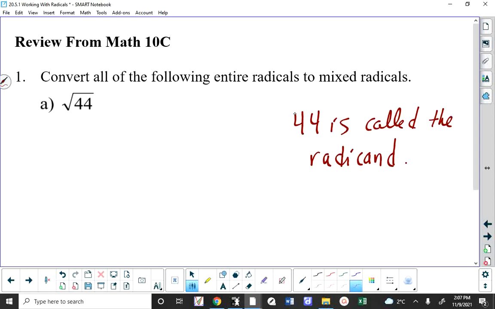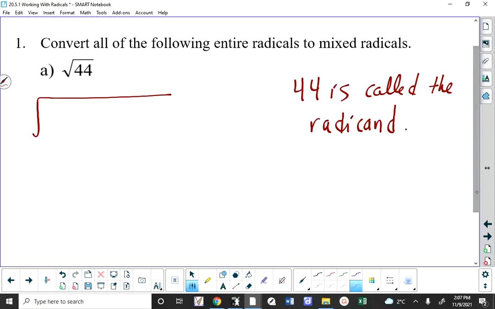What your teacher probably taught you at some point is that you can take the number 44, which is the radicand, and write it as what's called a prime factorization, which means we want to write it as a product of prime numbers. What does that mean? It means we want to break down 44 until we can't break it down anymore. I would almost consider this work to be scrap work or work that's going on in your head.